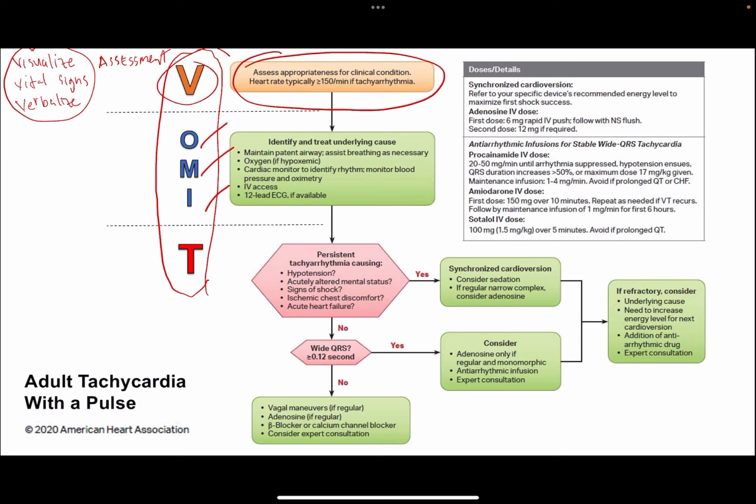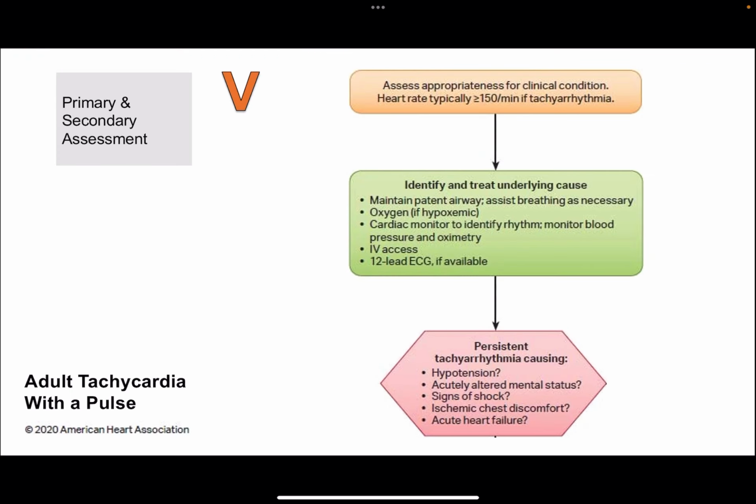So if you check O, if hypoxemic, then give oxygen. Monitor, you can attach the cardiac monitor to identify the rhythm. You can check for the blood pressure and then oximetry. And then 12-lead ECG, that falls under your M right here. And then I, you insert an IV line, maintain an IV access. And then T would be that treatment.